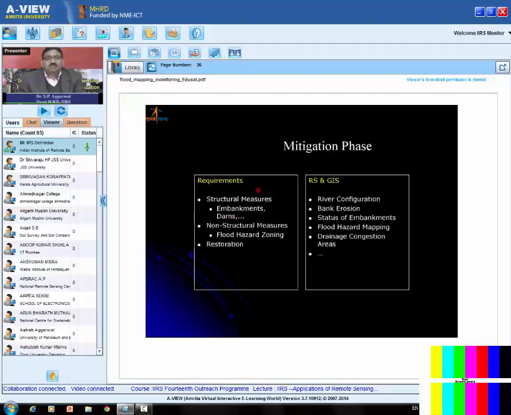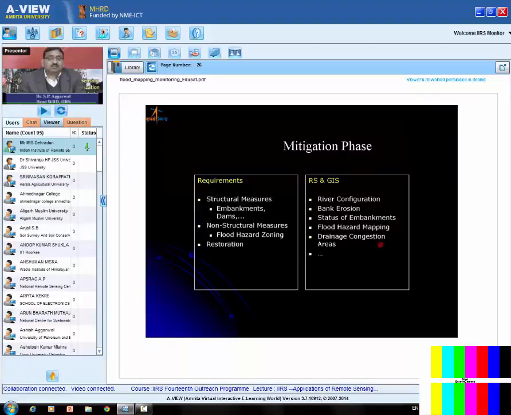Requirements for the mitigation phase. Mitigation means you want to avoid such a scenario when there is a heavy flood. So you should have some structures like embankments, dams, and non-structural measures like flood hazard zoning. What will remote sensing and GIS provide you? River configuration, bank erosion, status of the embankment, whether it is breached or not breached, flood hazard mapping, drainage congestion area, etc.